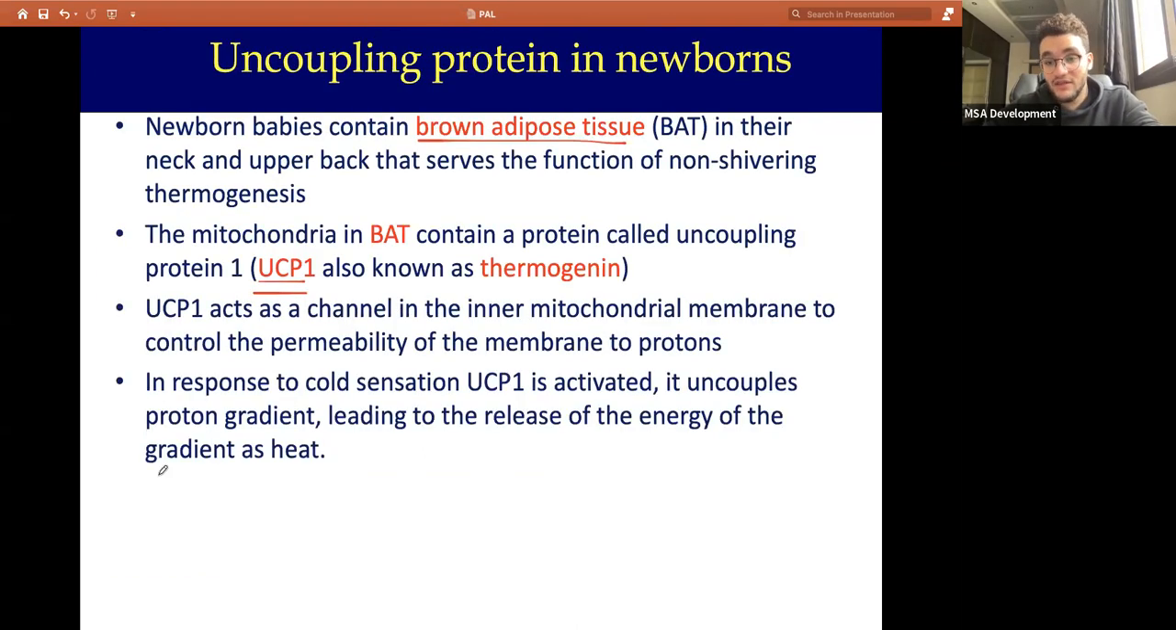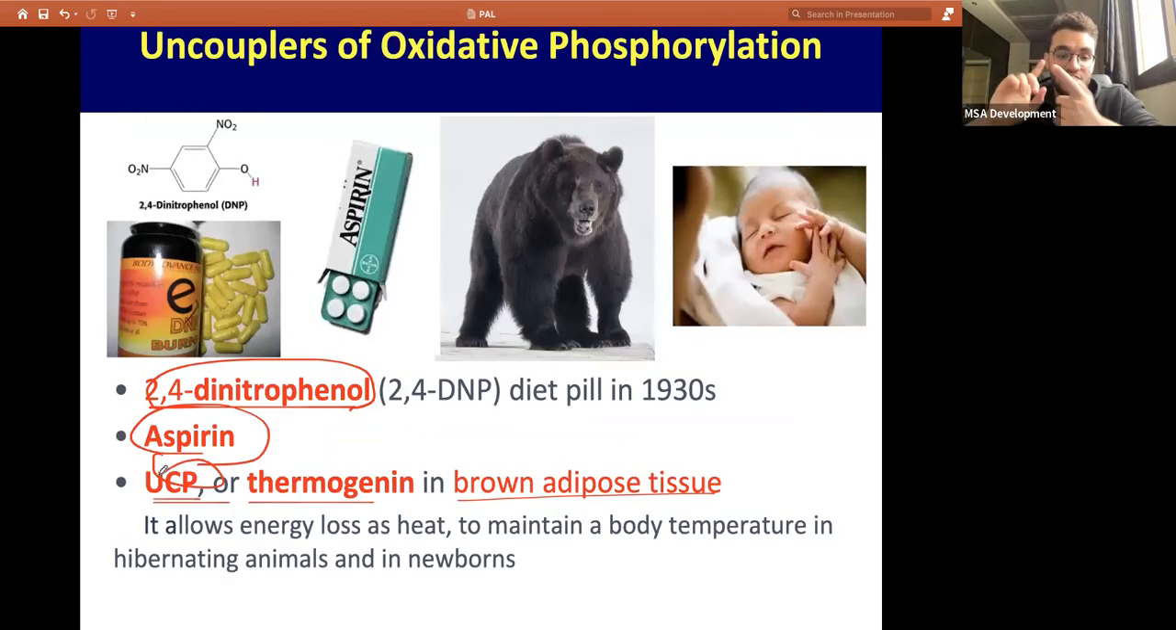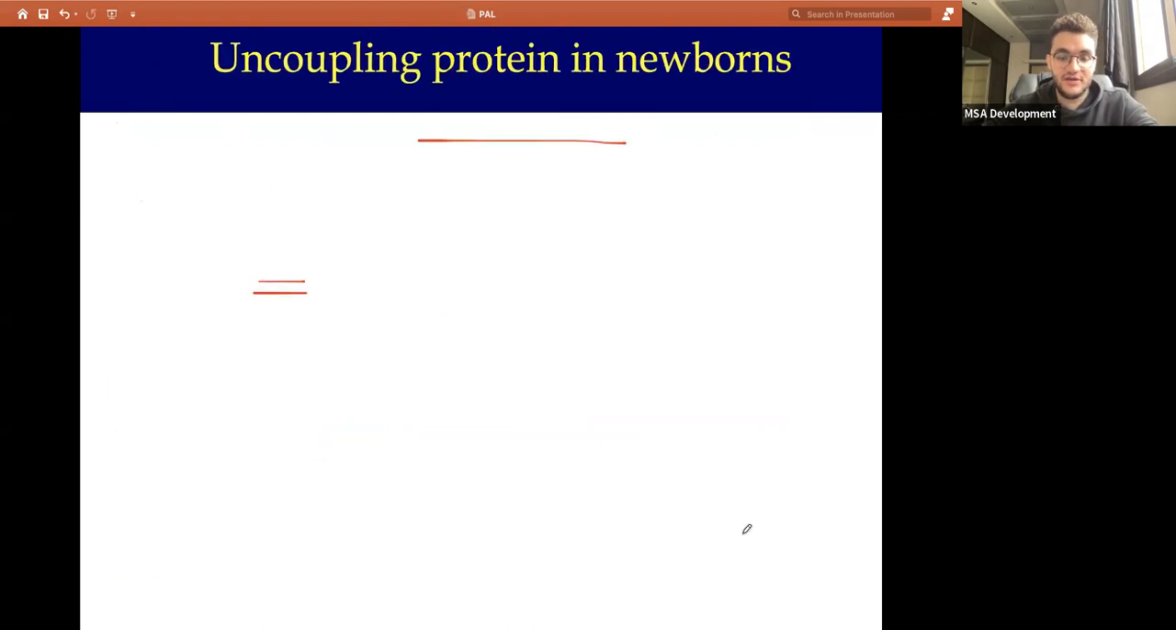And why is it important for newborns? Because it keeps them warm. And how does it keep them warm? Because obviously it produces energy in the form of heat. It does not produce energy in the form of ATP, it produces energy in the form of heat, and it keeps them warm. Okay, so you have to know these three uncouplers: 2,4-DNP, aspirin, and UCP, or thermogenin. Okay, to maintain the body temperature, as we said.